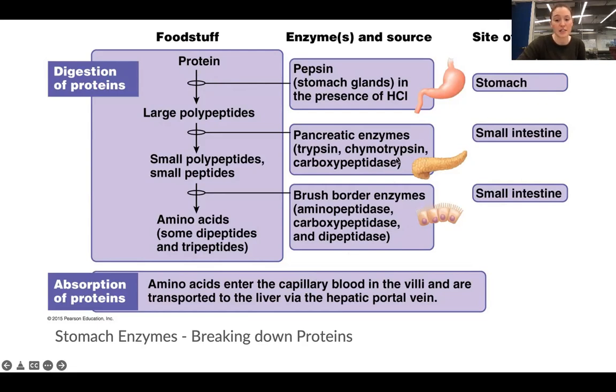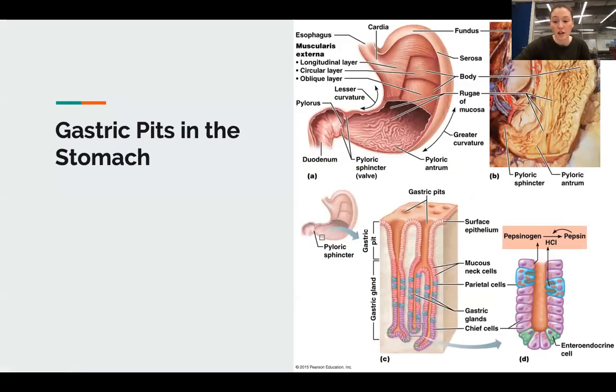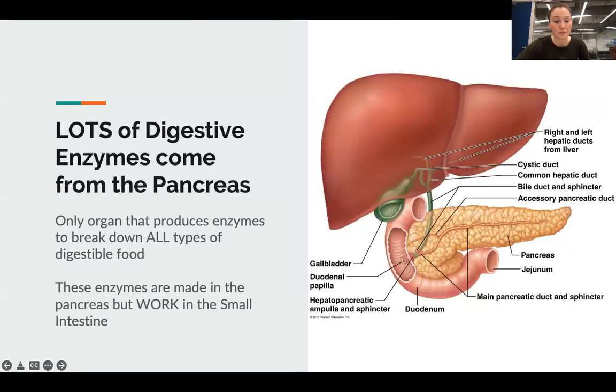There are other ones in the small intestine made by the pancreas or made by small intestine cells to, again, break things down from big polypeptides to small polypeptides to amino acids at the end of the day. And we're ultimately absorbing the monomers again. Pepsin is made in these cells that line our stomach, which is really interesting. And it's actually formed in an inactive form called pepsinogen, so that it doesn't start breaking down the cell that it's made in. And then when it's secreted into the stomach and is in the presence of hydrochloric acid, it becomes active in the form of pepsin, which is pretty cool.